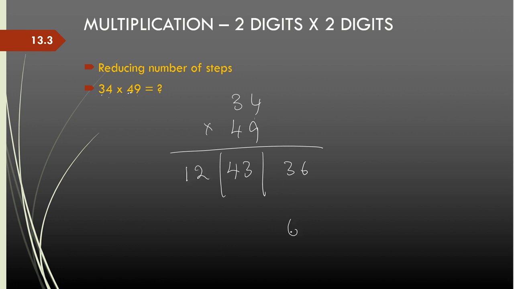And then I start writing the answer. 6 comes down. This 3 will get added here. So this becomes 46. So 6 goes into the answer. And this 4 gets passed to the next, to the left. So this 12 plus 4 becomes 16. So 1666 is the product of 34 and 49. So this way we should be able to multiply any given two-digit numbers very quickly.